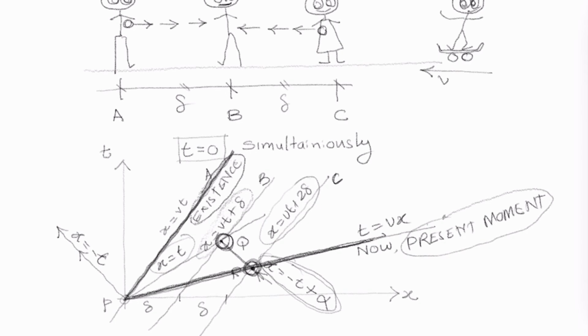Notice how symmetric these are: x equals vt and t equals vx. So by the symmetry, this angle is equal to this angle. Therefore, these two lines are exactly the mirror images of each other over this light ray. This is all about this very important line of simultaneity, the now line, or the present moment.